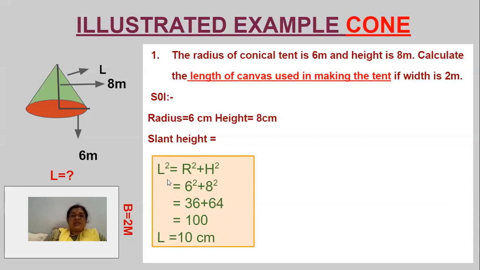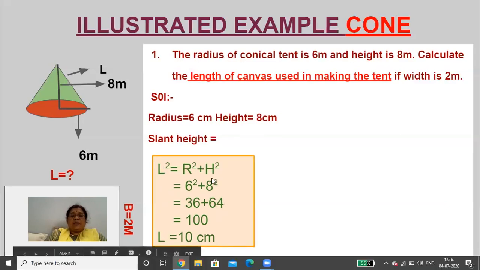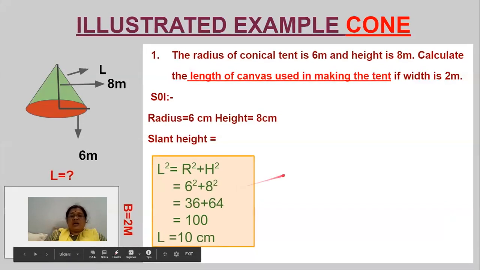See here, the radius is given. This is the Pythagoras theorem formula. This is a right angle triangle. The square on the hypotenuse is equal to the sum of the squares of the other two sides. One is the radius and the other is the height. Therefore, I have substituted the r value, that is 6, and the height is 8. 6 square is 36, and 8 square is 64. So 36 plus 64 is 100. So when you take the square to the other side, it will become root.